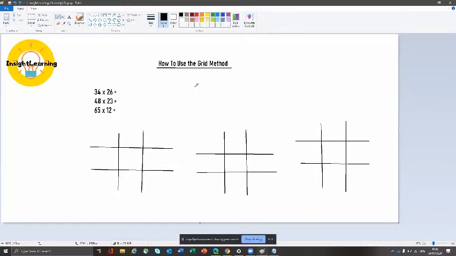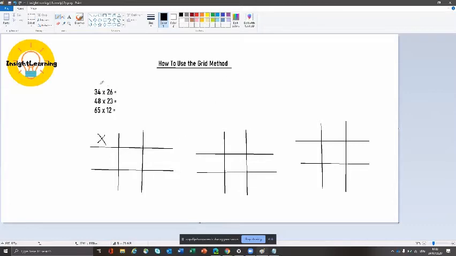Today we're going to be learning how to use the grid method. So, the grid method is a method that you use for multiplication. Let's start. The first thing I've done is set out my grid. This grid is for a 2-digit by 2-digit multiplication. So, second thing I'm going to do is put my multiplication symbol in this box. This is so we know that we're multiplying.